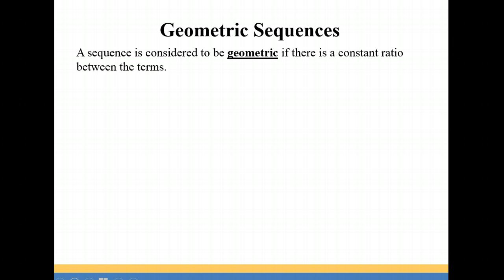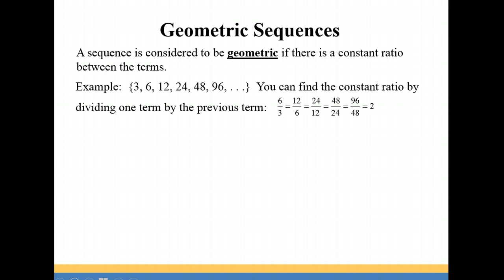Okay, let's talk about geometric sequences for a few minutes. If you have a geometric sequence, that means that there's a constant ratio between the terms of the sequence. Let's look at this example. We have 3, 6, 12, 24, 48, and 96. You can find the constant ratio by dividing one term by the previous term.